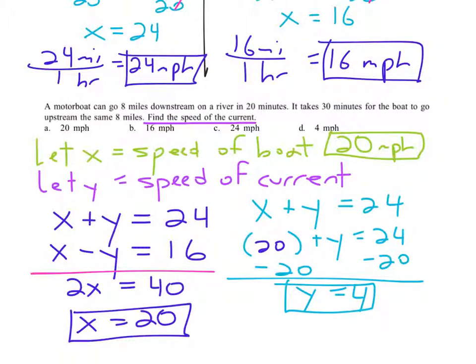So we can then say down here on the bottom, speed of the current is 4 miles per hour. Done. A little bit of a tricky problem, but I think that these are interesting problems.